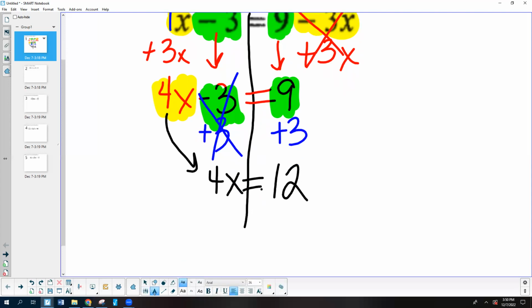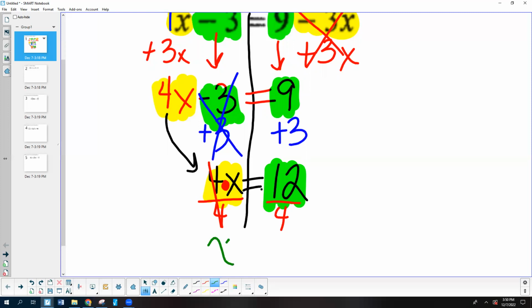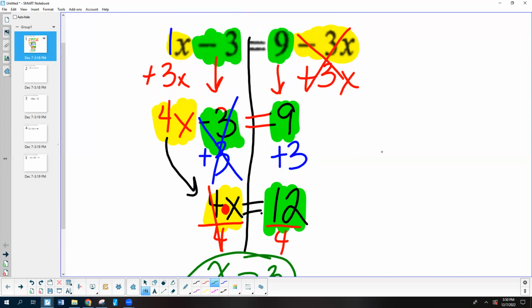So notice, guys, at this point we've got variables on one side, constants on the other side. So now we can solve. Remember, this is 4 times x. So to get x alone and isolated, we're going to undo that multiplication by dividing both sides by 4. So we're going to have x equals 12 divided by 4, which gives us 3. So that is a variables on both sides of the equal sign problem.